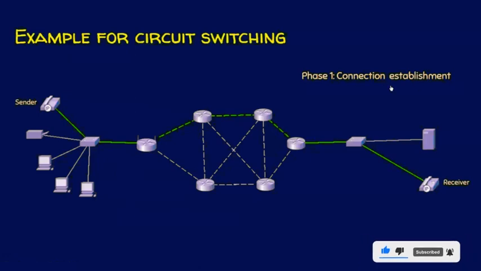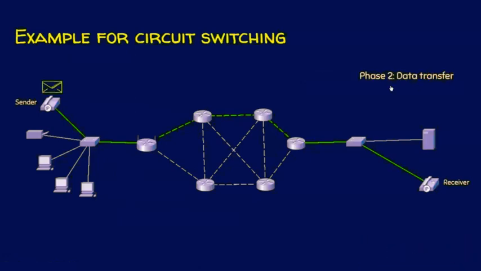Suppose the sender has a message to transmit. Before the message gets transferred, we see here that the connection is already established, and after the connection is established, the data transfer happens. So this is what circuit switching is. Before data transfer can happen, the circuit or the connection is established, and all the communication uses this channel or this connection, and this connection is reserved between the sender and the receiver.